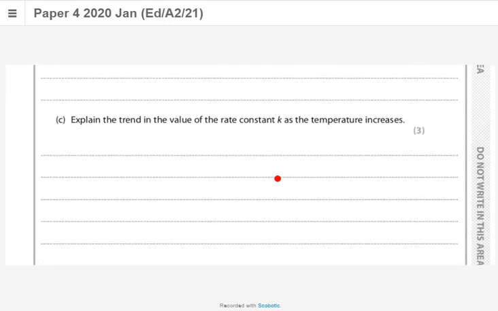Explain the trend in the value of the rate constant as the temperature increases. Now, as the temperature increases, what happens? The rate constant increases. The reason is that when the temperature increases, there will be more molecules with energy higher than the activation energy. That results in increased frequency of collisions, so that gives a higher reaction rate.